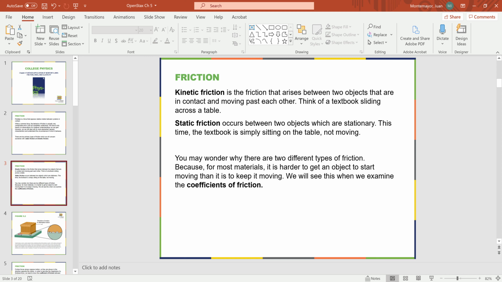You may wonder why there are two different types of friction, because for most materials, it is harder to get an object to start moving than it is to keep it moving. We will see this when we examine the coefficients of friction.